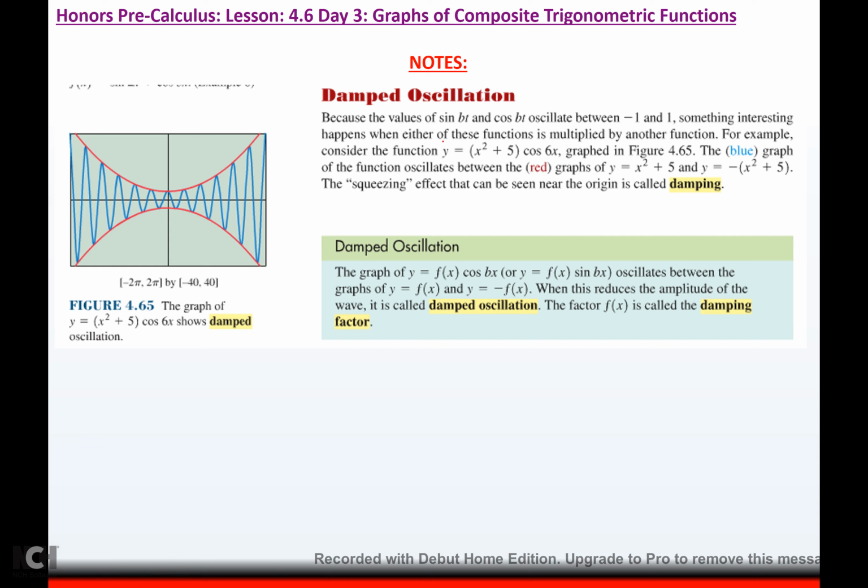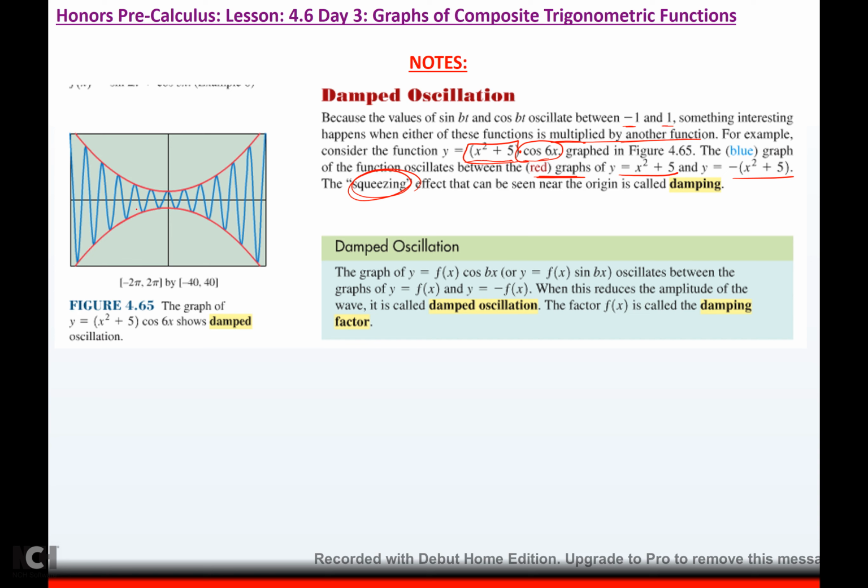It says because the values of sine bt and cosine bt oscillate between -1 and 1, something interesting happens when either of these functions is multiplied by another function. For example, consider the function y equals x squared plus 5 times cosine 6x, a trig function times another function, in this case a parabola, graphed in figure 4.65. The blue graph, the cosine wave, is oscillating between the red graphs, the parabolas of x squared plus 5 and negative x squared plus 5.